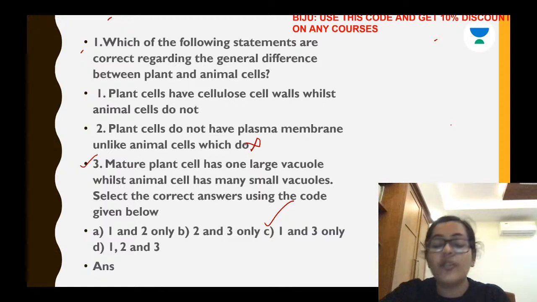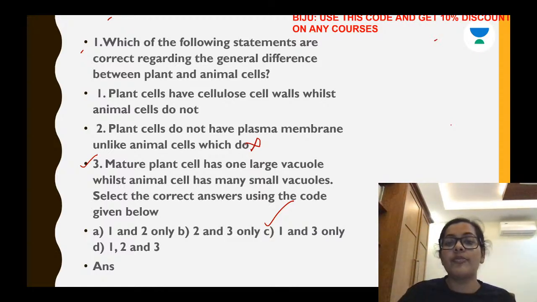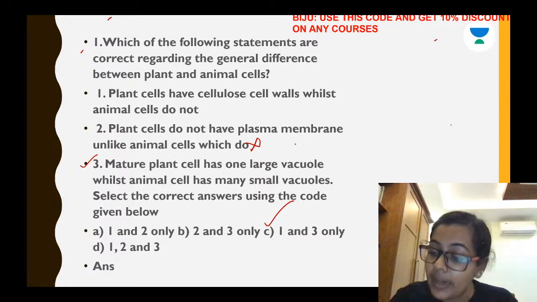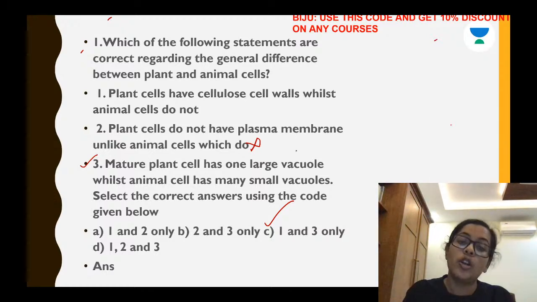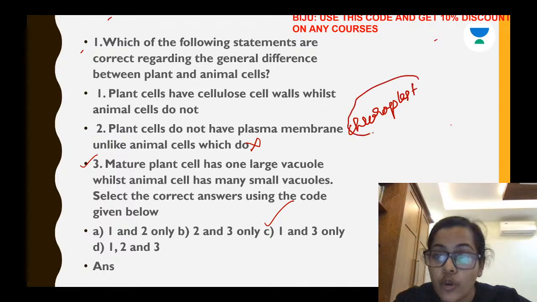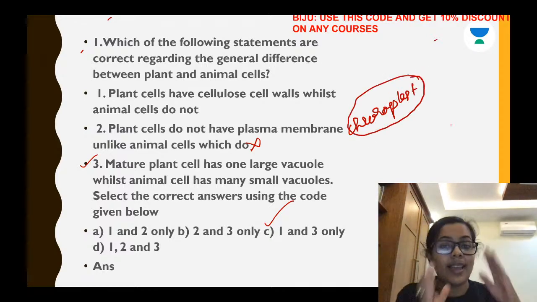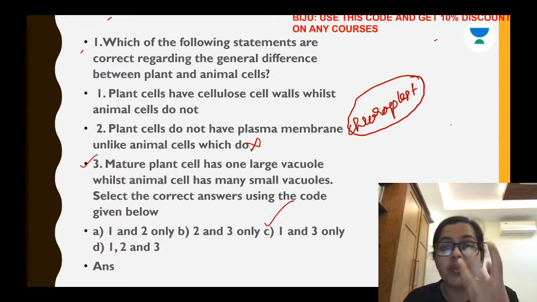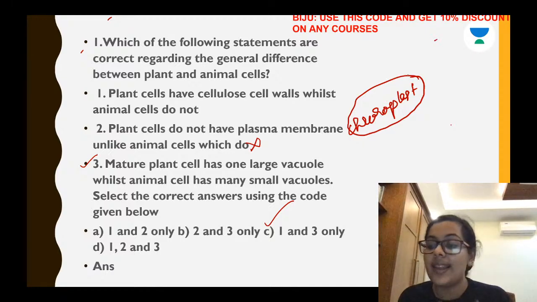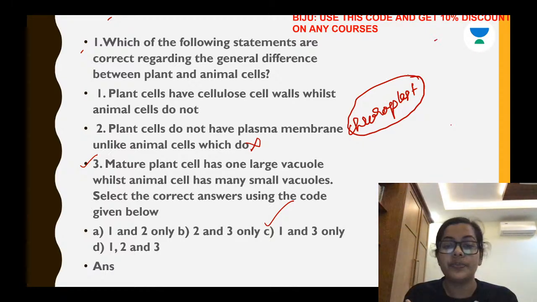because where do plants get their food? See, plants have a plasma membrane, but plants also have chloroplast. Plants do have chloroplast. Whereas animals do not have chloroplast but have mitochondria. So how do you get food? Plants get their food through photosynthesis, as animals get their food from what they eat.